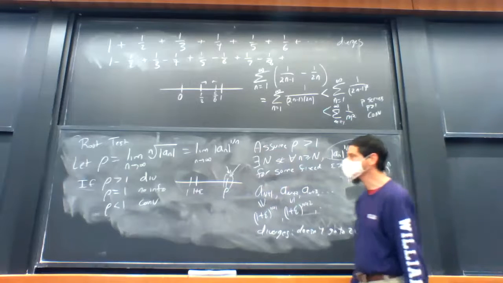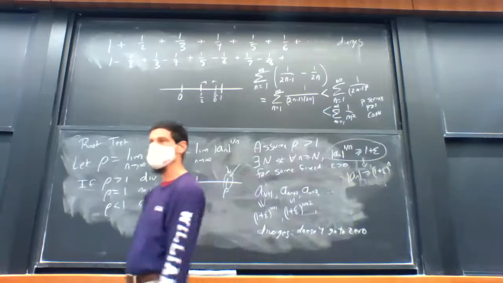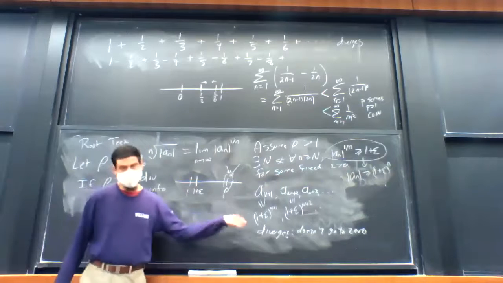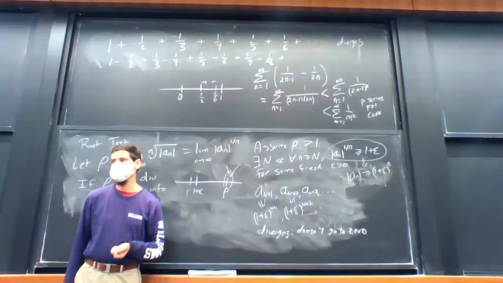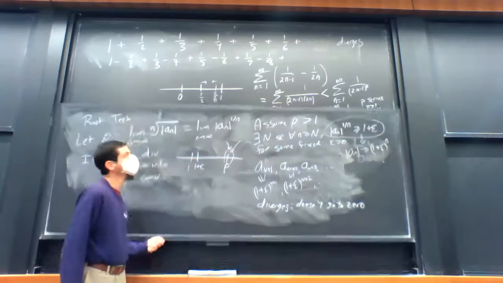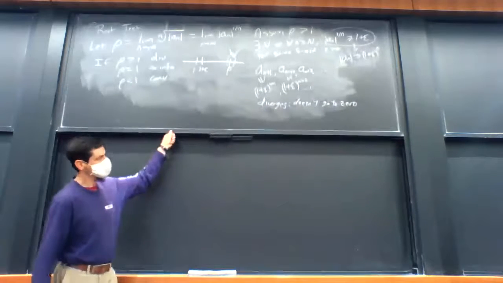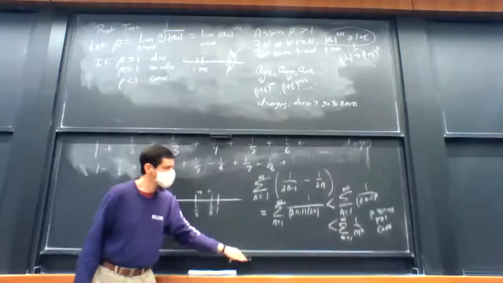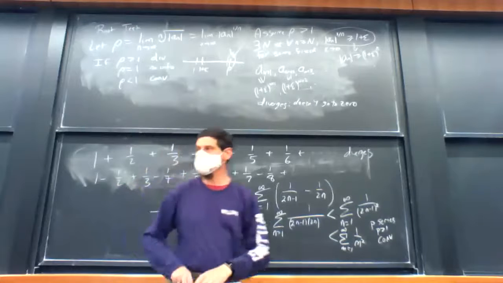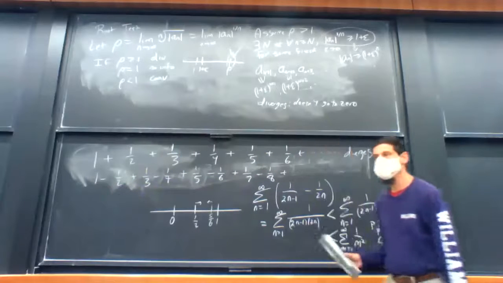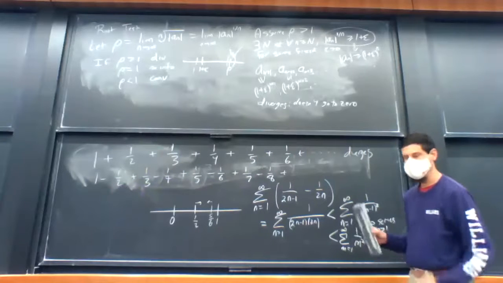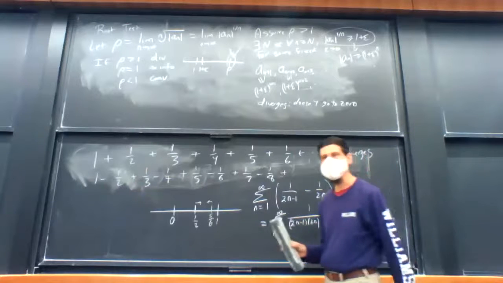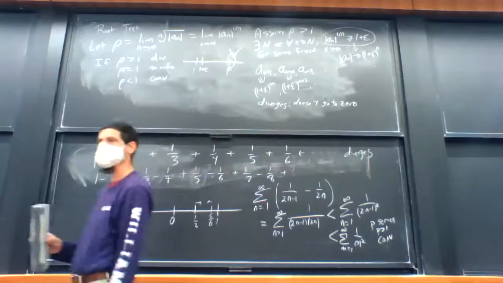Okay. So this is a quick sketch of why the root test works. What are we comparing it to in the end? It's still a geometric series comparison. Everything comes down to the geometric series. When rho is greater than 1, the divergence is coming from comparing it to a geometric series that diverges. When rho is less than 1, it's coming from a comparison to a geometric series that converges.